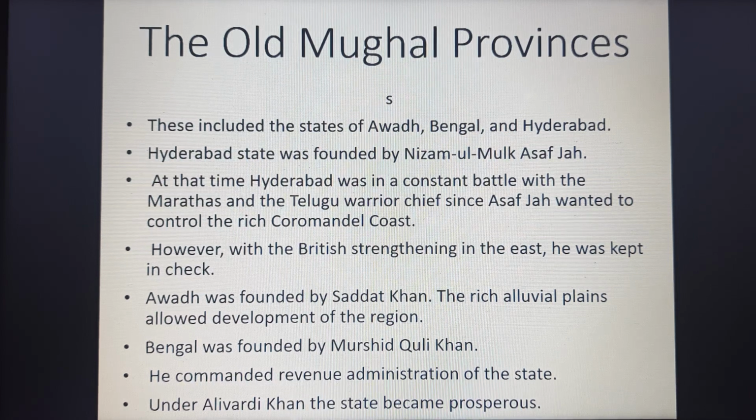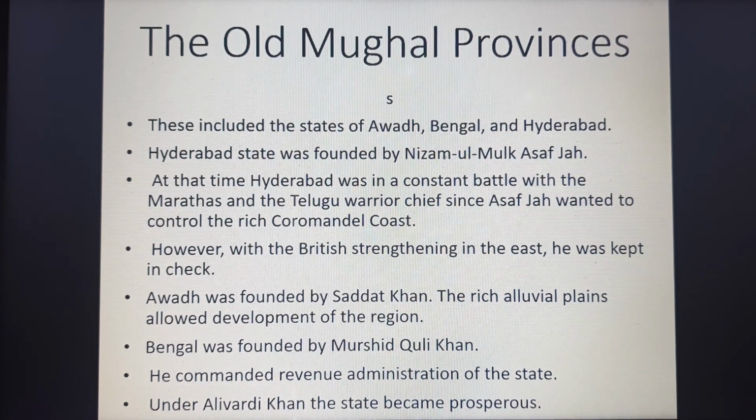Awadh was founded by Saadat Khan. The rich alluvial plains allowed development of this region. Means the Ganga and the Yamuna rivers are there, and apart from that many rivers are there, the Kali river and different rivers. When you look at the map of Uttar Pradesh properly, you will find why this region was always rich in alluvial soil, and that's why more grains were grown, and that is what he collected as tax. That's why Awadh was important.